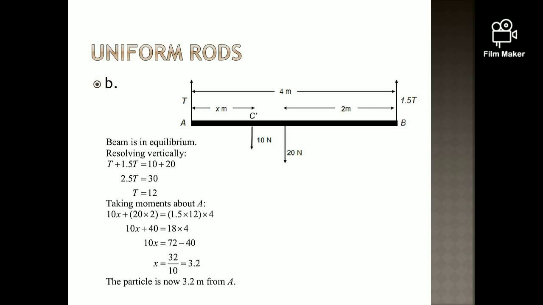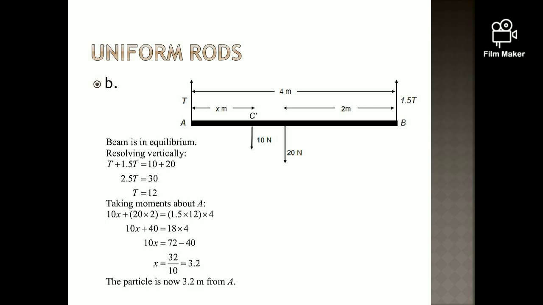These clockwise moments must be similar to anti-clockwise moments. So if you consider the anti-clockwise moment, the moment due to tension T at A, that should be T into length from A to A, which is 0. So therefore no need of writing out that step. No need of writing T into 0 because that answer is anyway 0. Then the tension at B is 1.5 times of T, that is 18 Newton. That is 1.5 times of 12.